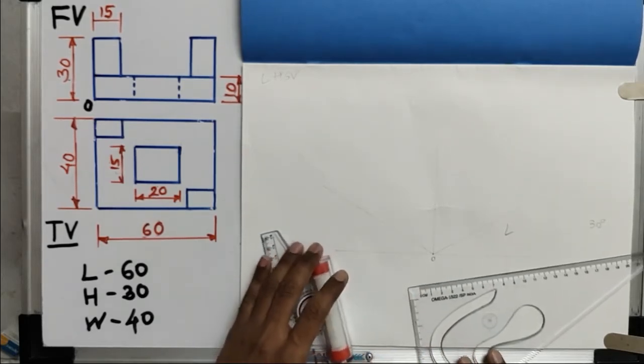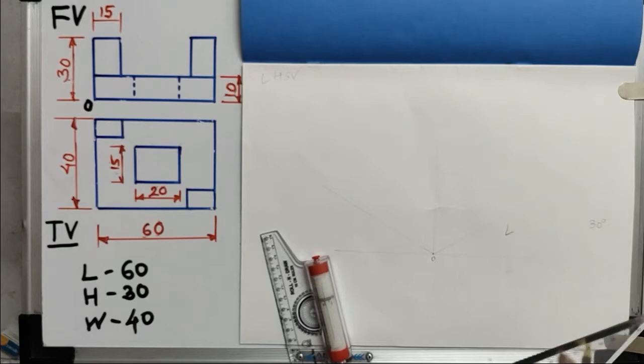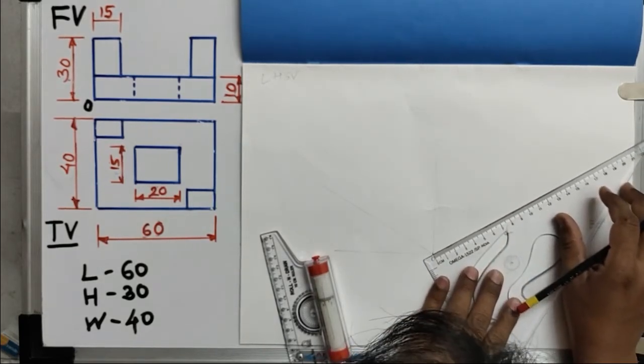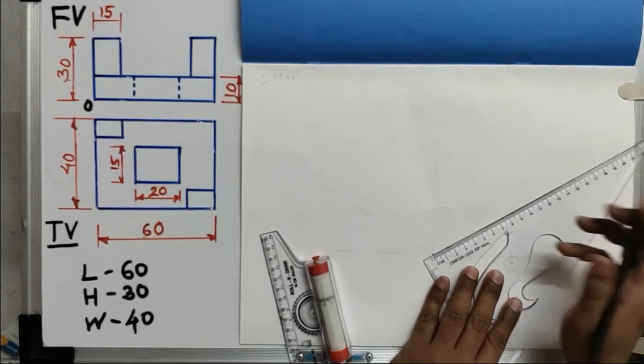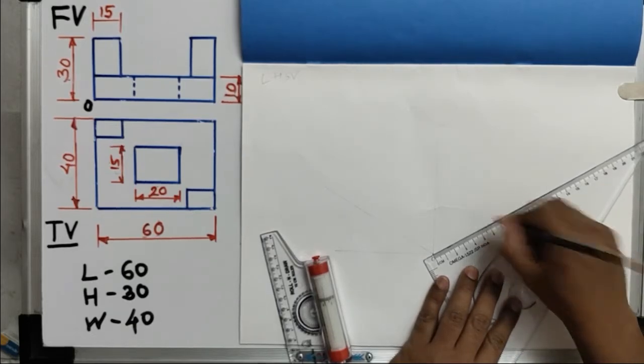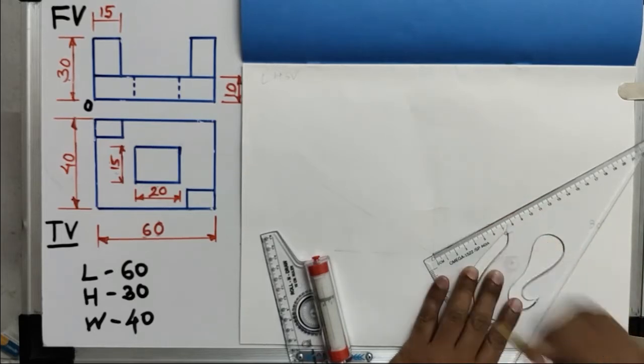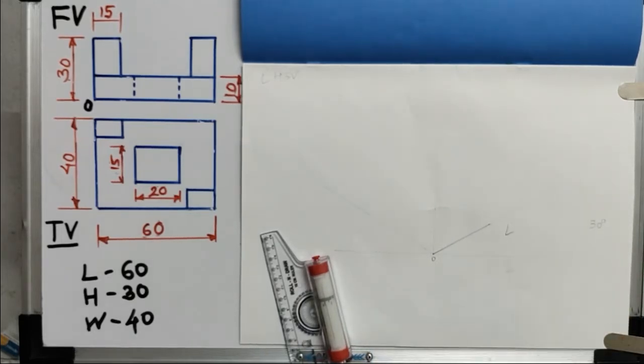So I will start with the dimension, that is length, which is given as 60 mm. So I will represent first of all the 60 mm length. I am representing it very faintly, so you just have to try to imagine. After completing the diagram, you will find out the proper structure is represented. The 60 mm length I have represented here.